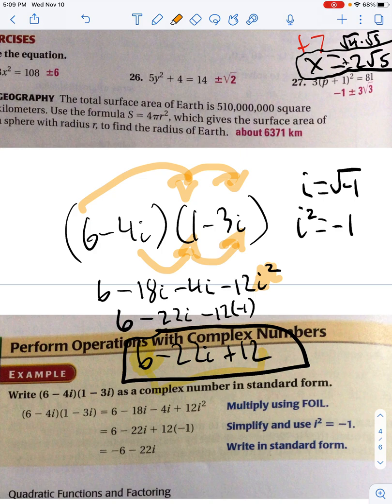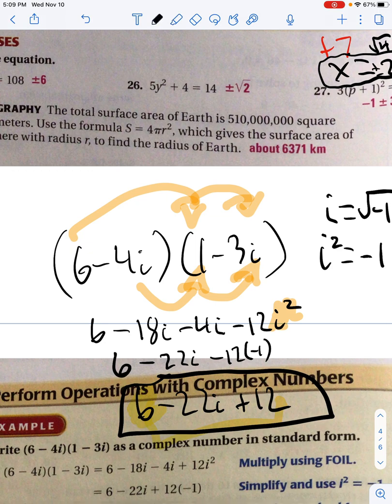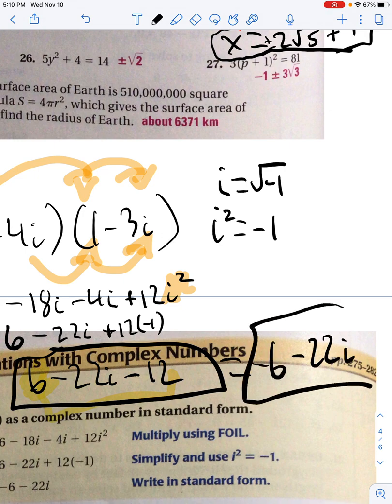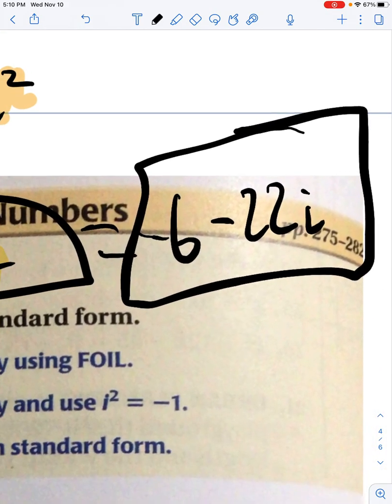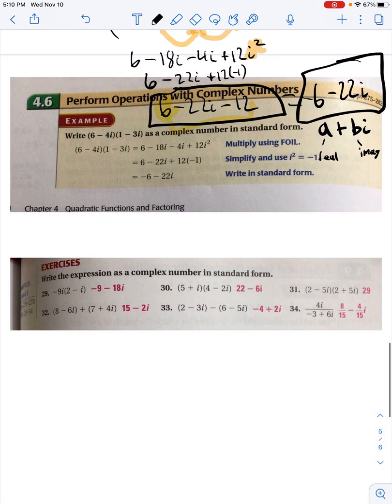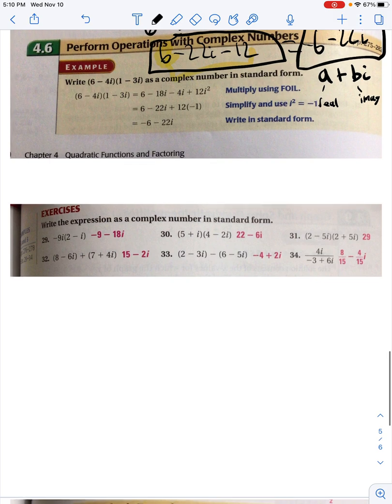And of course, we can combine. Let me see here, I must have, oh, I see. Right here, negative 4i times negative 3i is a positive 12i squared. And then when I substitute in that negative 1, positive 12 times negative 1 becomes negative 12. And then 6 minus 12 gives me negative 6 minus 22i. You must put the real number first, okay? This is standard form: real number, then imaginary. That's how we have to write those numbers.